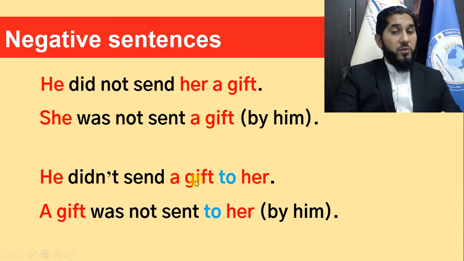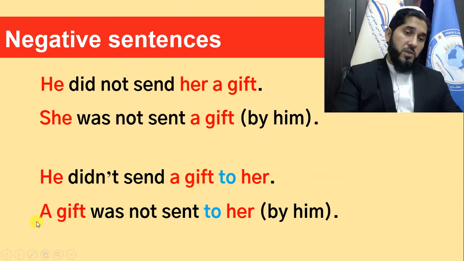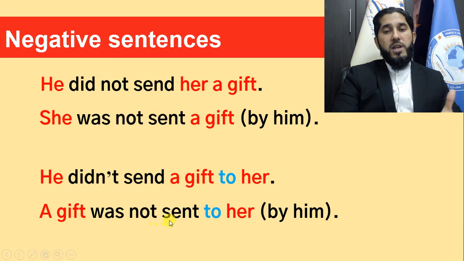And now a gift, which comes first after the main verb, should be the subject of a passive sentence. A gift was not sent to her by him, okay?